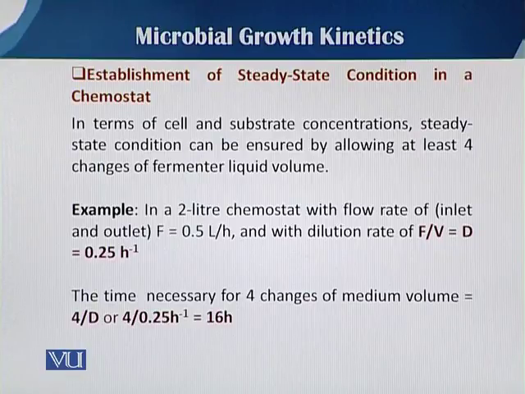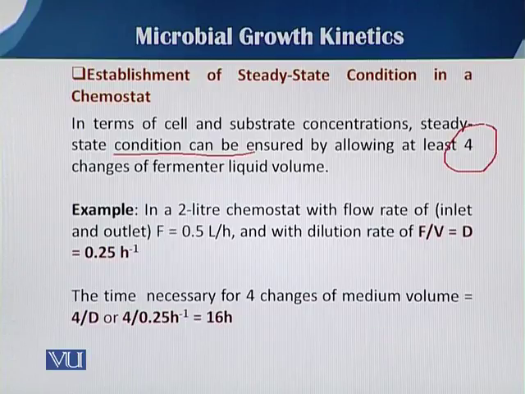So when we look at the steady state condition in a chemostat, in terms of cell and substrate concentration, steady state conditions can be ensured by at least 4 changes of the liquid volume in the fermenter. We can explain this with an example.